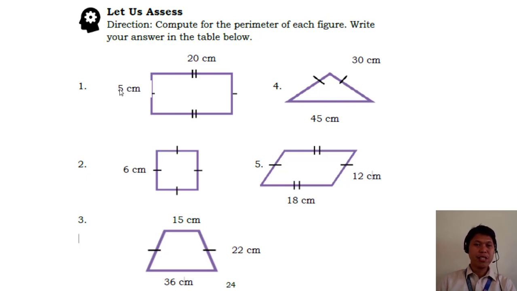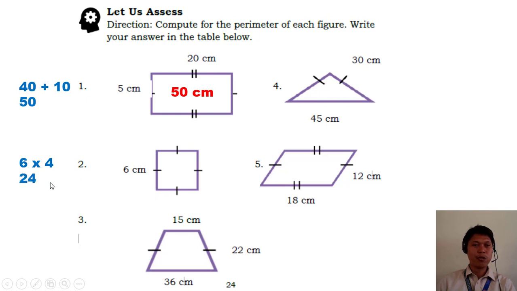20 centimeters by 5 centimeters. So it is 20 times 2, which is equal to 40, and 5 times 2 is equal to 10. So I did not write every detail of the formulas anymore. So it is 40 plus 10 is equal to 50. Okay. We have number 2, which is 6. This is a square, so it is 6 times 4 because there are 4 sides. 6 times 4 is equal to 24, and that's our perimeter.